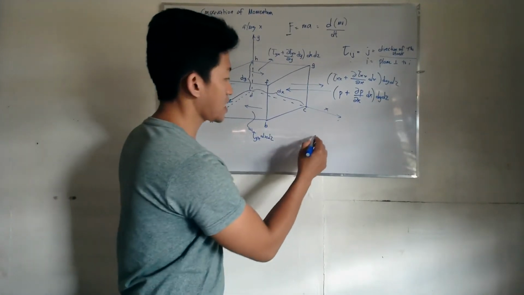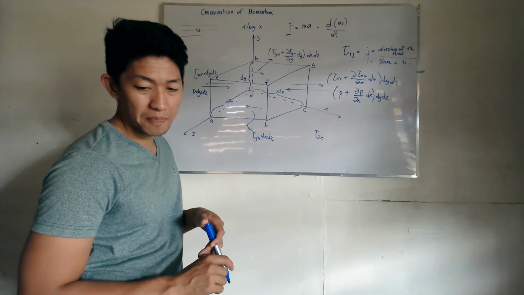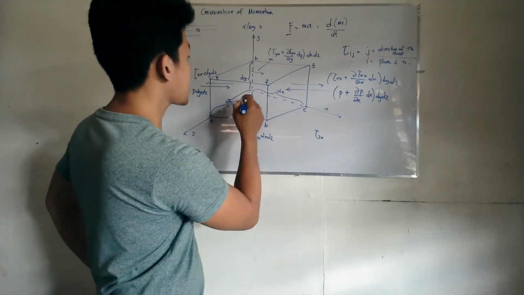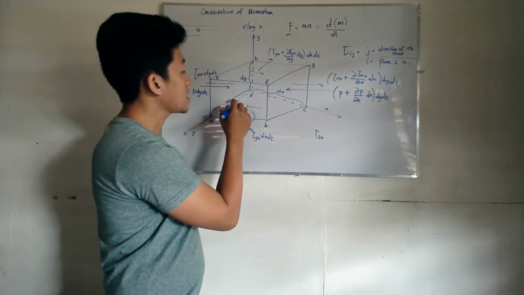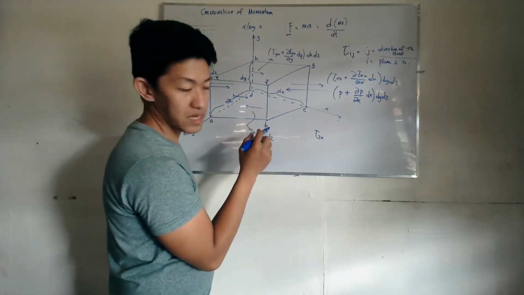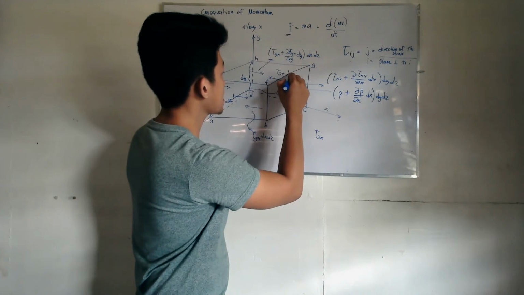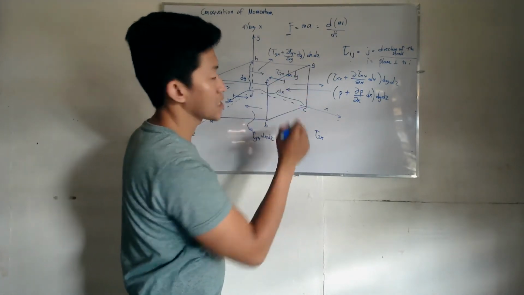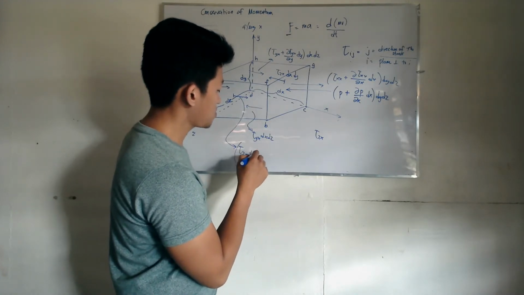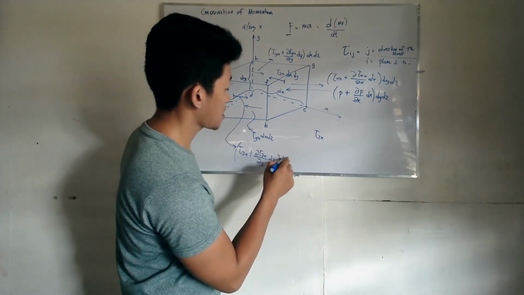Then you have tau zx. The direction of tau zx is x, perpendicular to z. So on this side, it is the same. Tau zx with area dx dy. Here, tau zx plus partial of tau zx with respect to z dz, dx dy. Okay?